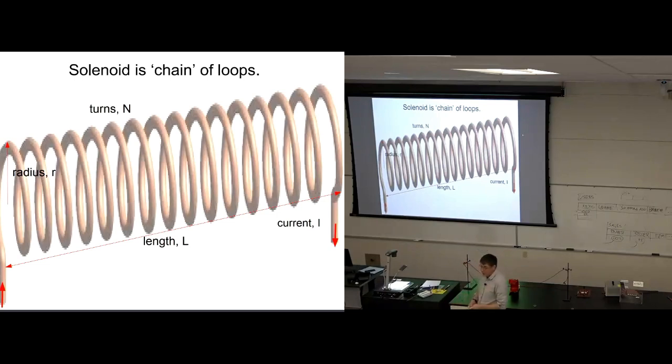A solenoid is characterized by some numbers that reflect the geometry, the construction of the solenoid. How many turns, how many loops of wire, that's the uppercase N. The radius of the solenoid, that's the lowercase r. The length of the solenoid, that's the uppercase L. That describes the geometry of the solenoid, and then in operating the solenoid, you would describe the current that you're flowing through the windings of the solenoid.